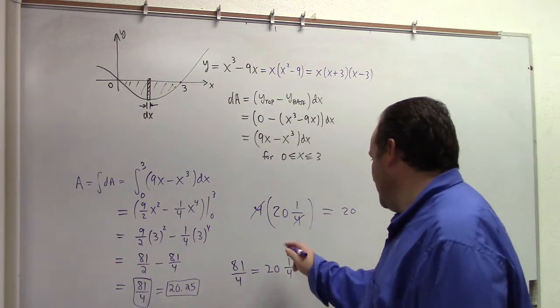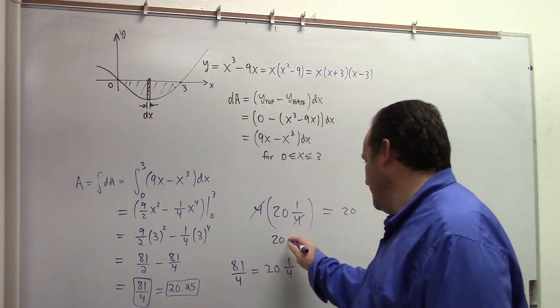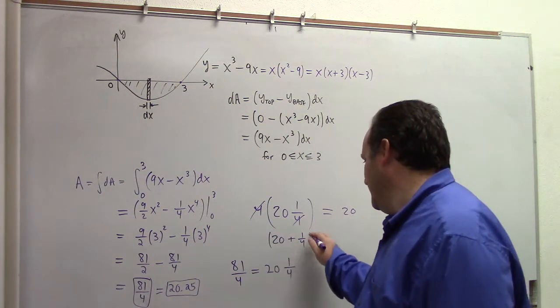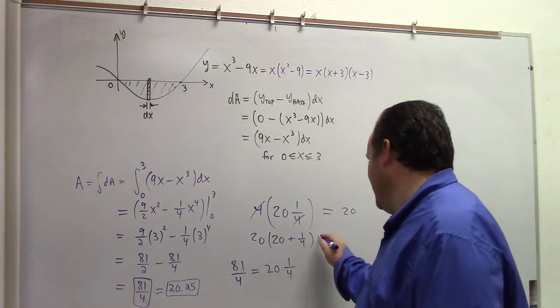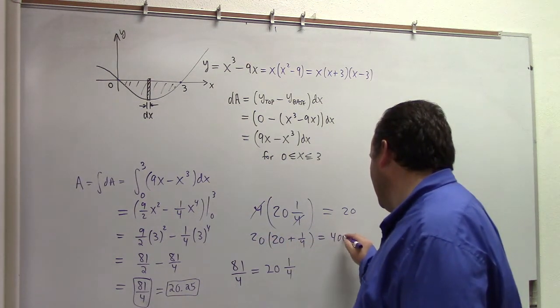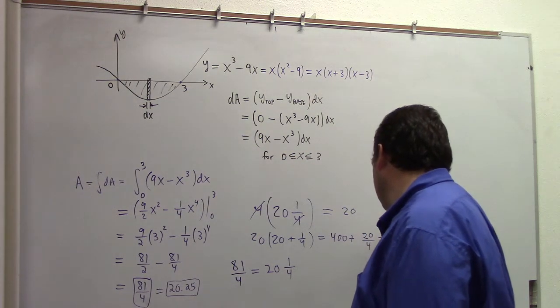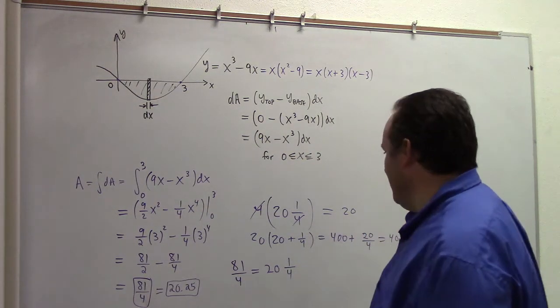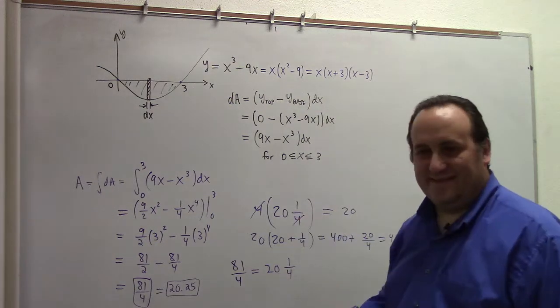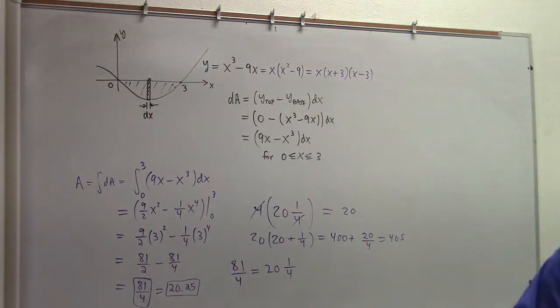But that's not true, because what 20 and 1/4 actually means is 20 plus 1/4, right? So when you multiply it by 20, you get 400 plus 20 over 4, which is of course 5. And of course these are not equal, right? This is a bad notation.